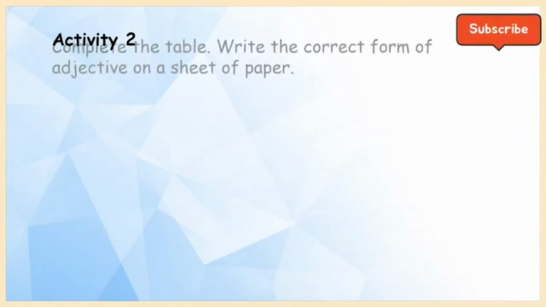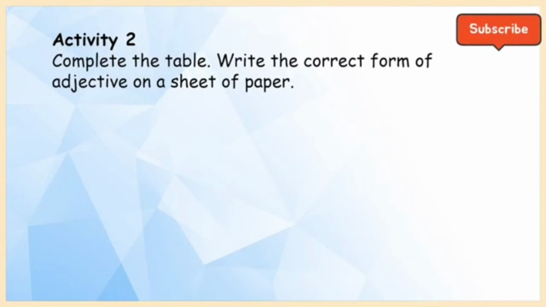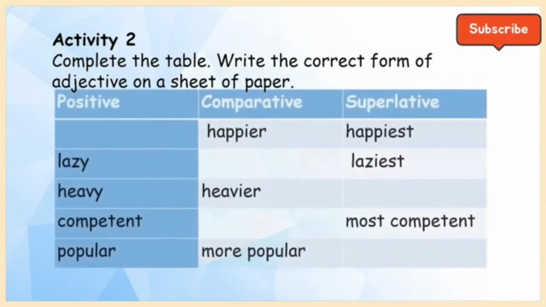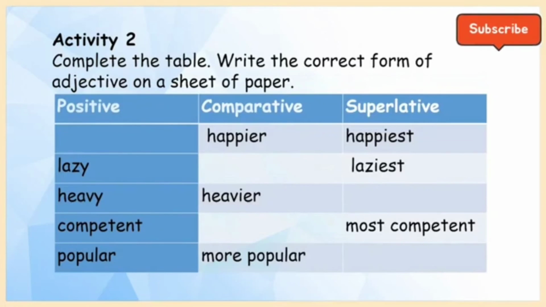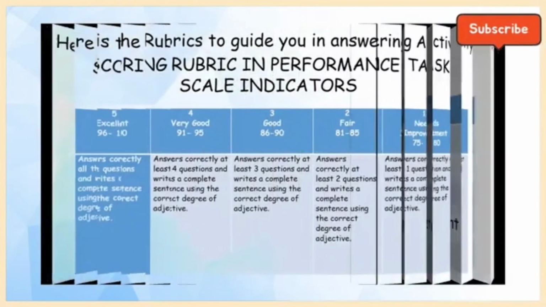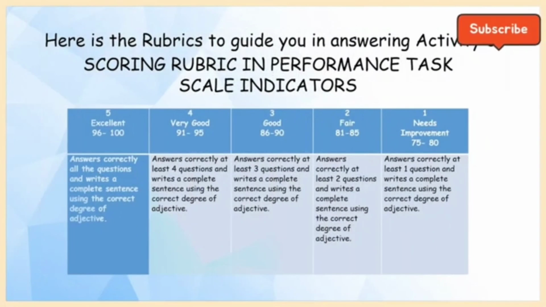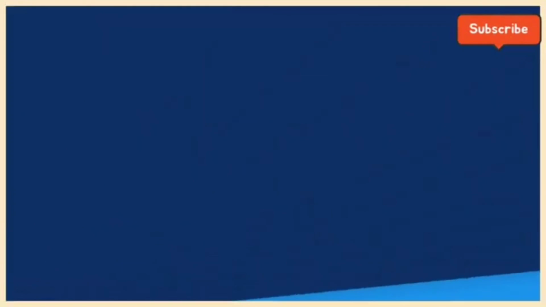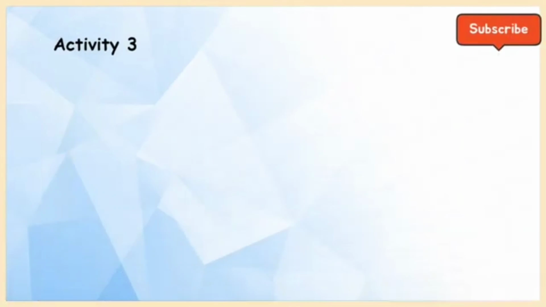Activity 2. Complete the table. Write the correct form of the adjective on a sheet of paper. Here is the rubrics to guide you in answering Activity 3. Activity 3.